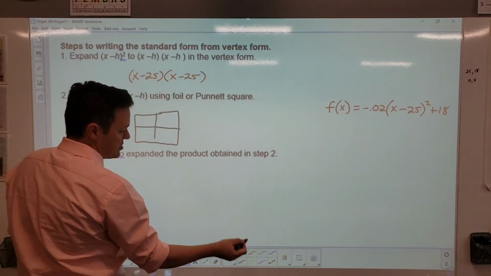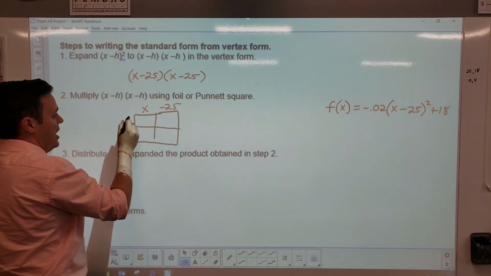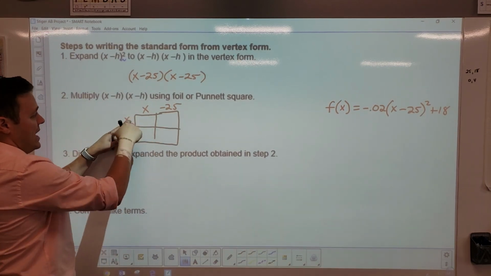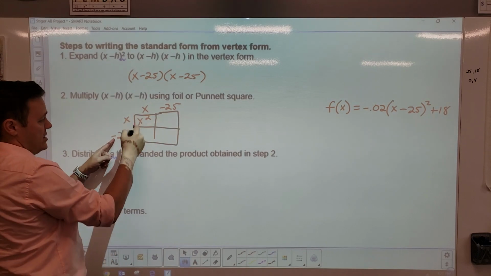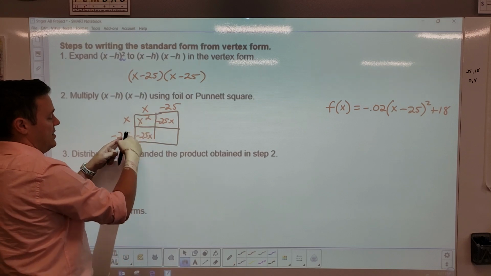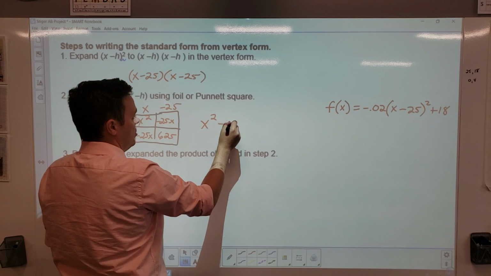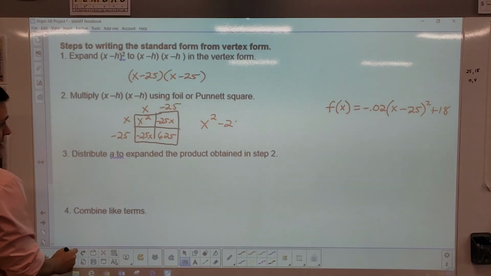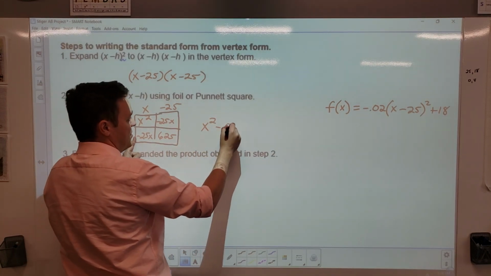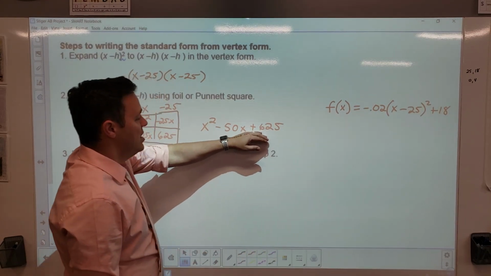And if you guys remember on the Punnett square, how it works is you basically go on the outside here and you multiply everything on the outside to get the values inside. So x times x is x squared. This would be negative 25x. So would this. And then negative and a negative is a positive 625. So add it all together. You get x squared minus, negative and a negative is still negative, it's adding. So you add these together plus 625. Okay, so here's my quadratic so far.